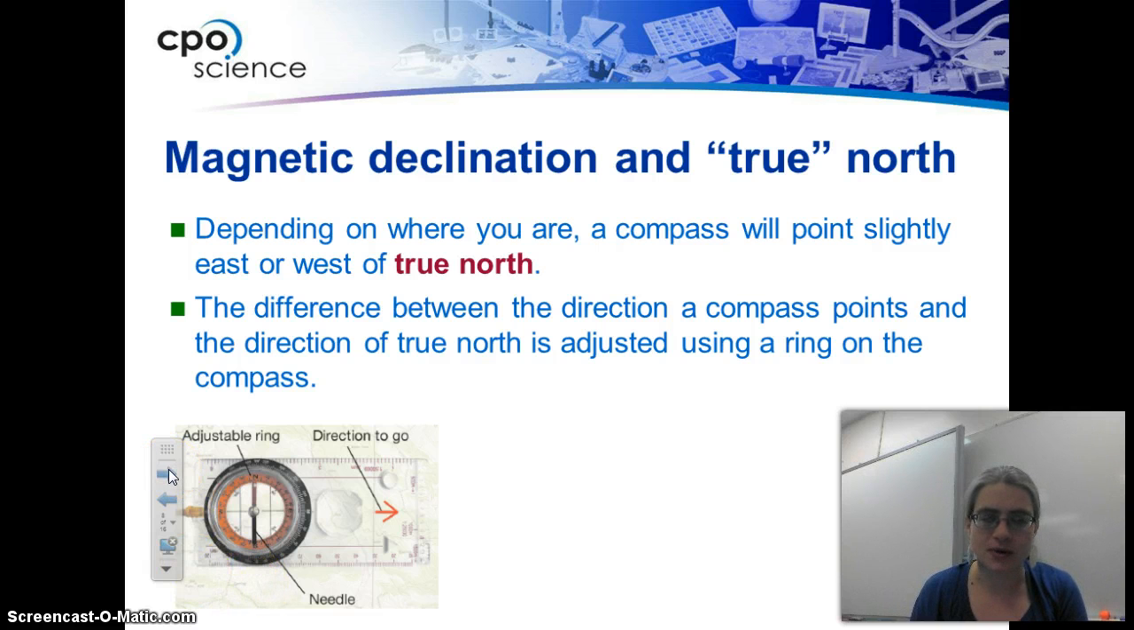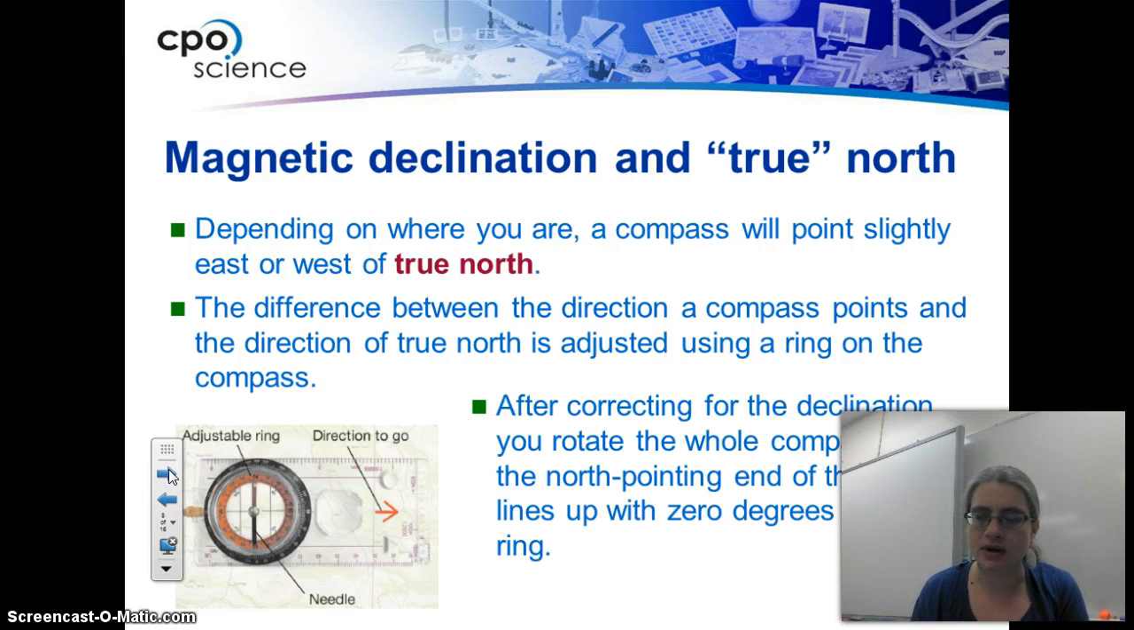Because you don't always follow the needle, you follow where you're supposed to go in relationship to the needle. So the compass is always pointed outwards. You don't always just go north. After correcting for the declination, you rotate the whole compass until the northward pointing end of the needle lines up with 0 degrees at the ring. The large arrow points to the direction you want to go.